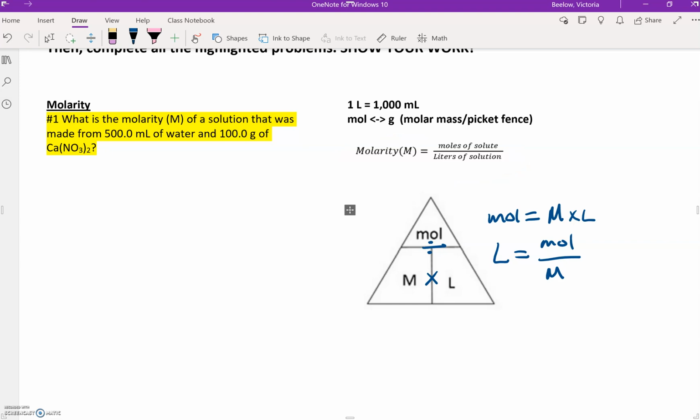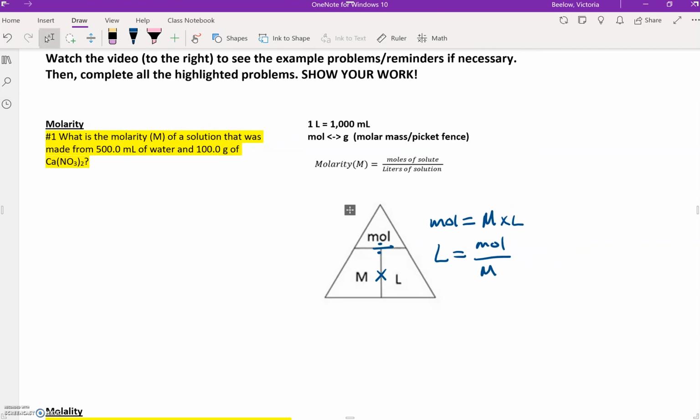And just a few more reminders. Remember that 1 liter is equal to 1,000 milliliters. So for example, if I had 50 milliliters and I wanted to get that into liters, I would move the decimal point 1, 2, 3 places to the left. So this would be 0.05 liters.